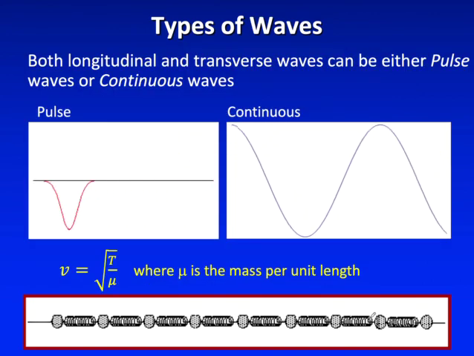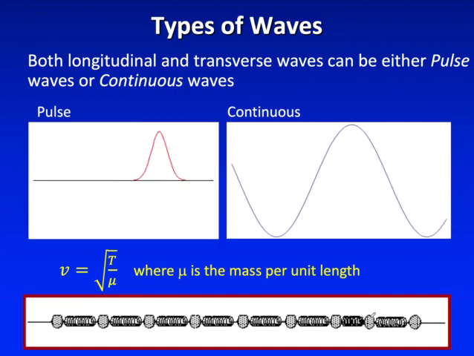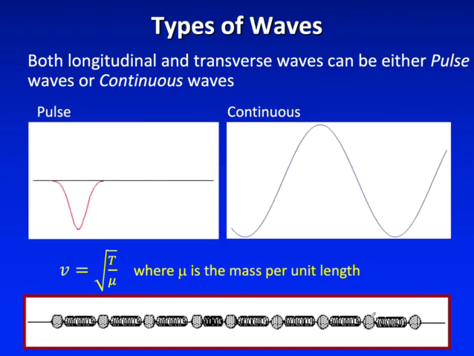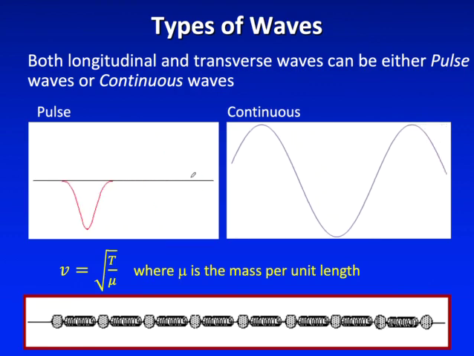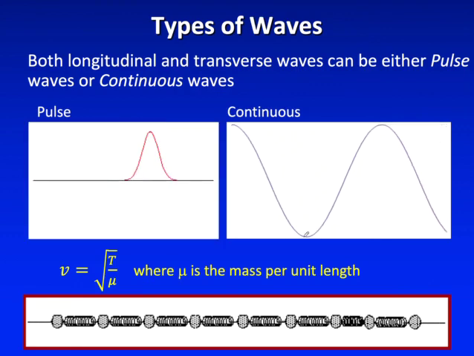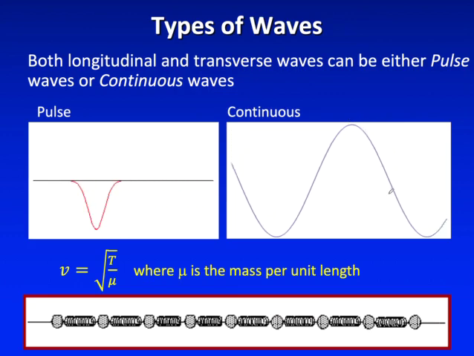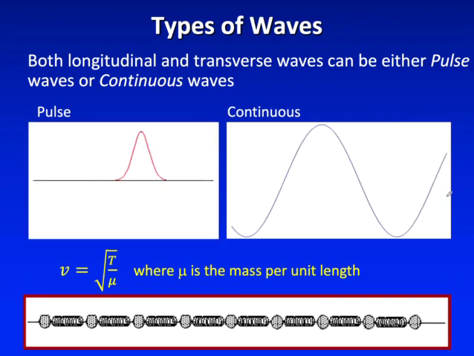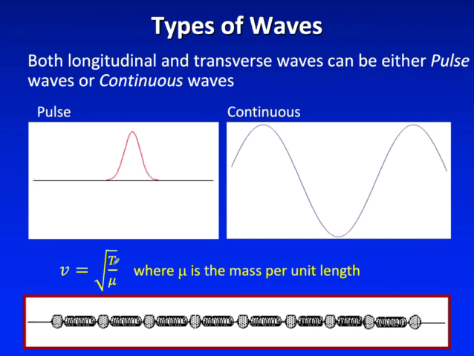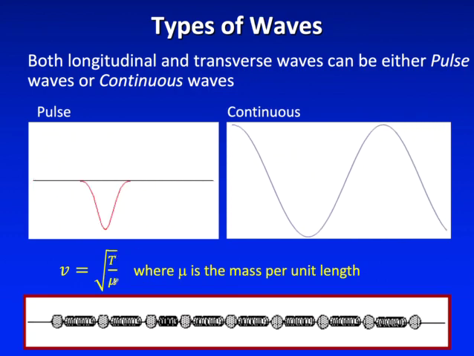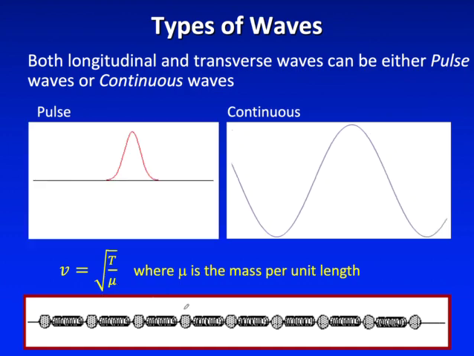There's also, we need to talk about this real quick. Every wave can either be a pulse, where you've got just a single wave crest or trough, or it can be continuous, where you've got a repetition of those constantly moving through it. The velocity of a wave on a string is just the tension divided by mu, where mu is the mass per unit length, how many kilograms per meter you have.